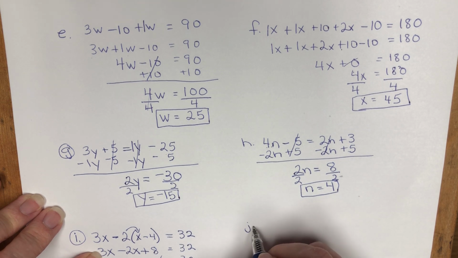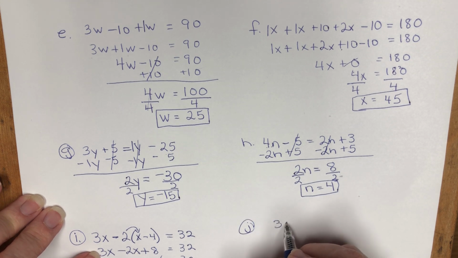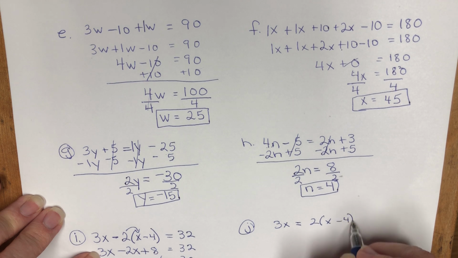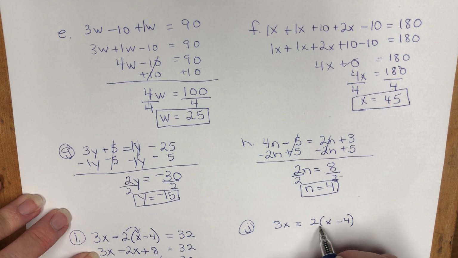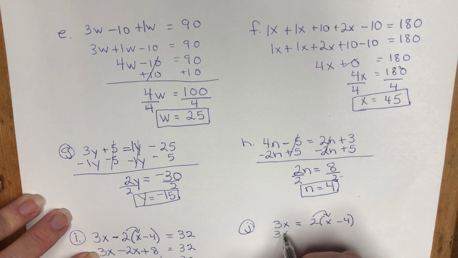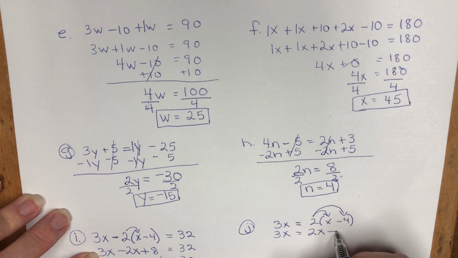Okay, letter J. 3x = 2 times (x - 4). There's our next one. All right, the first thing we're going to do is the parentheses. So it's 2 times x. We've got 3x is equal to 2x, and then you go back and then 2 times negative 4. So it's going to be negative 8.